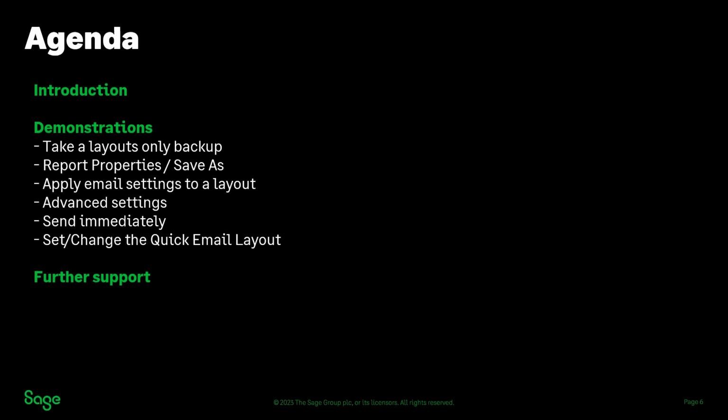We'll look at some of the advanced settings you've got, the send immediately option, and the ability to set or change the quick email layout option as well. That will be the email option that you see on your toolbar within the invoicing module. So we'll show you, just in case you need to change that, where you can do that. And at the end, we'll explain more about the additional support that's available to you.